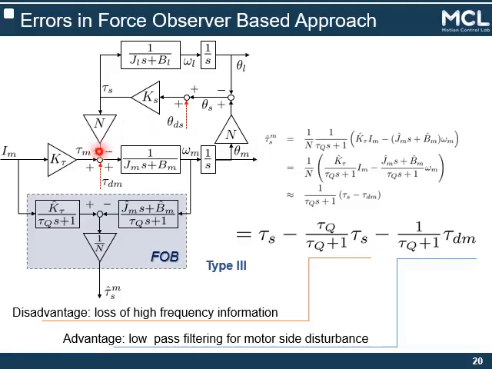The same spring torque can also be estimated utilizing a force observer, which is the type 3 approach. This block shows the force observer based on motor dynamics, and the equation illustrates what this force observer measures. Even though this type 3 approach can estimate the spring torque tau s, it also has limitations. The high frequency information of the spring torque is missing, as the observer includes this low pass filter. An additional disturbance other than the spring torque will be included.